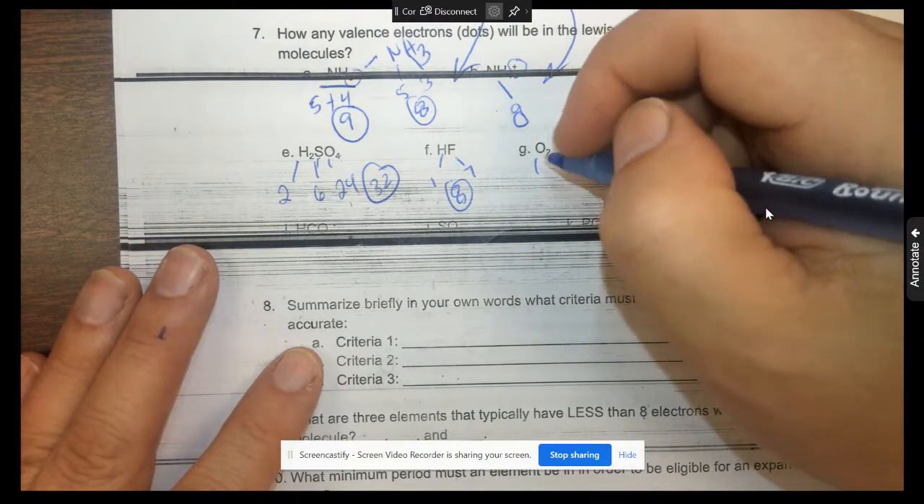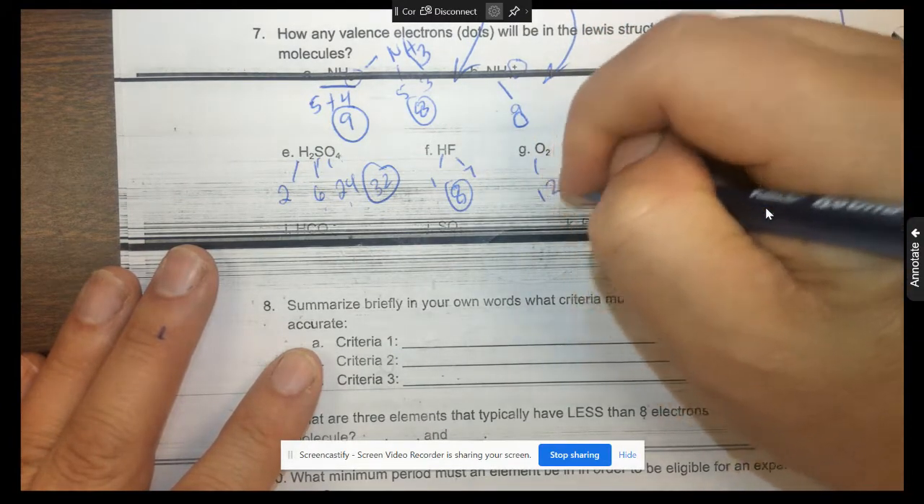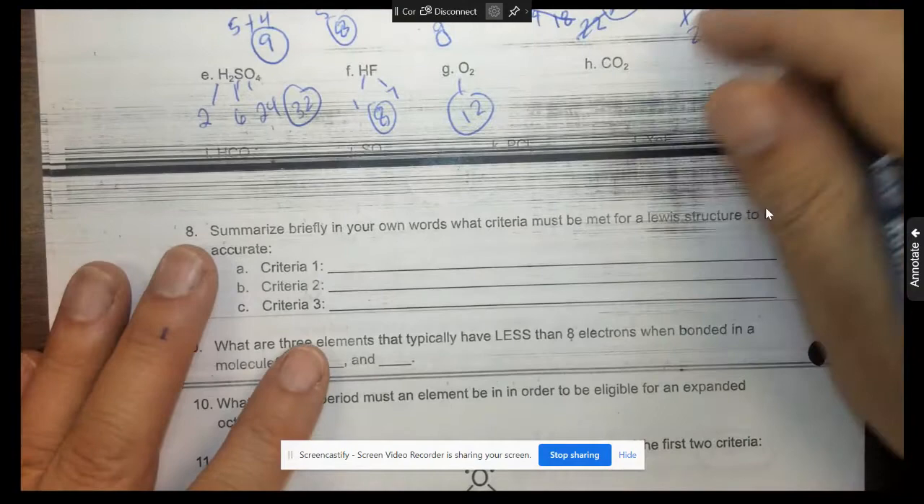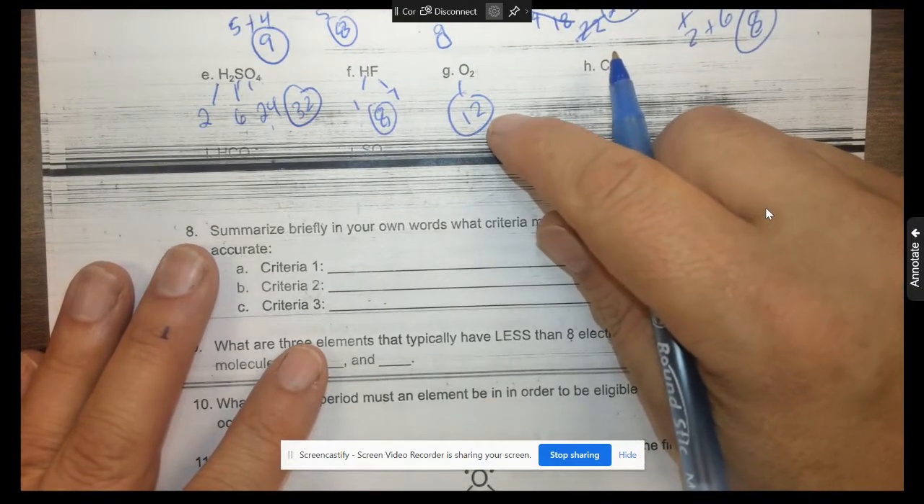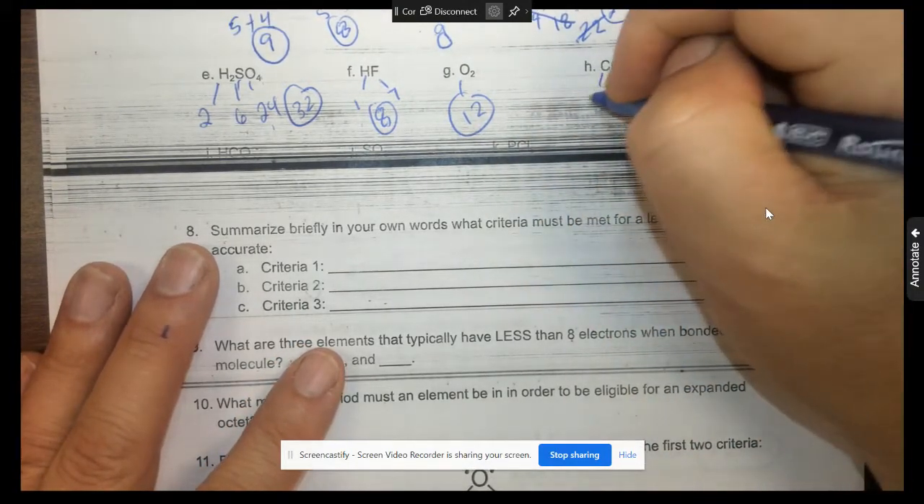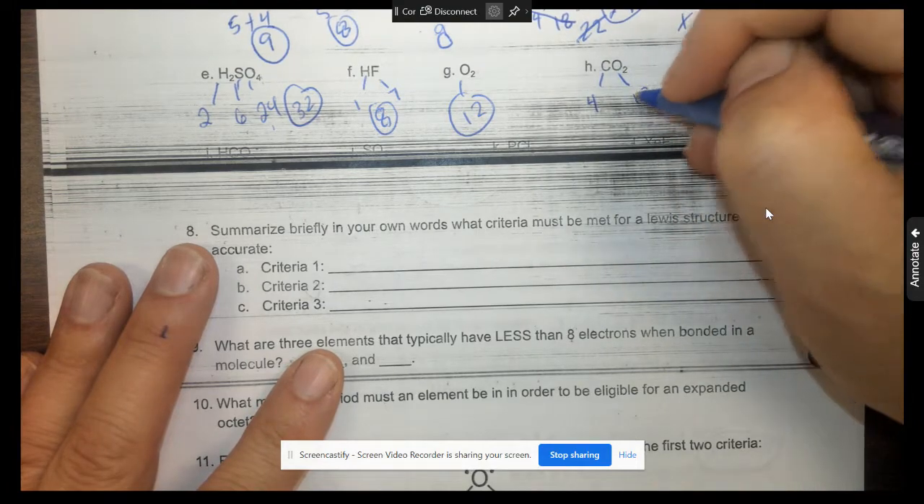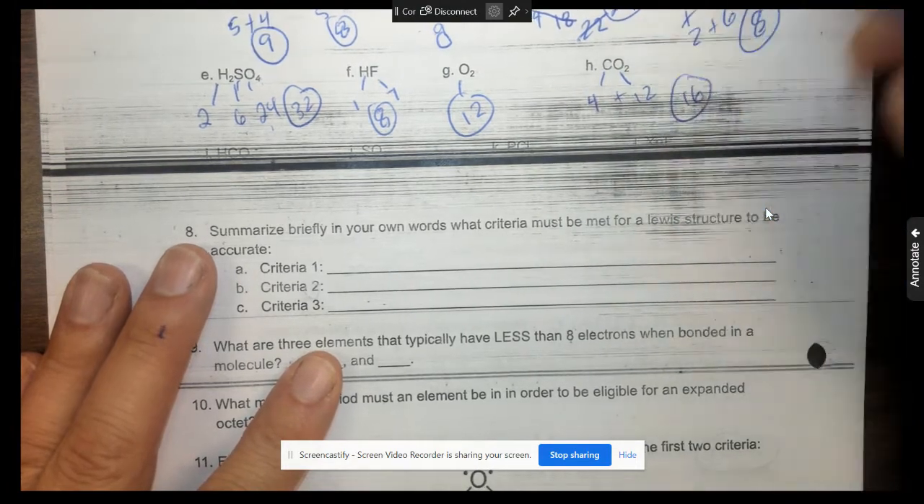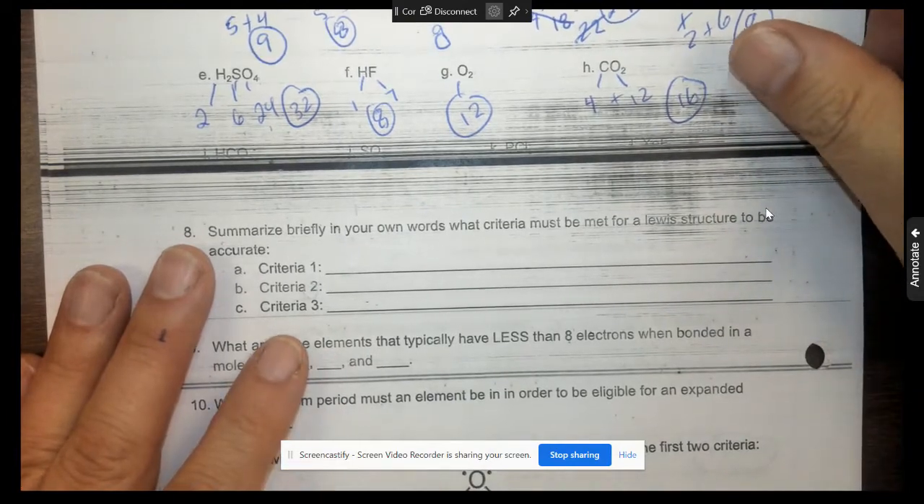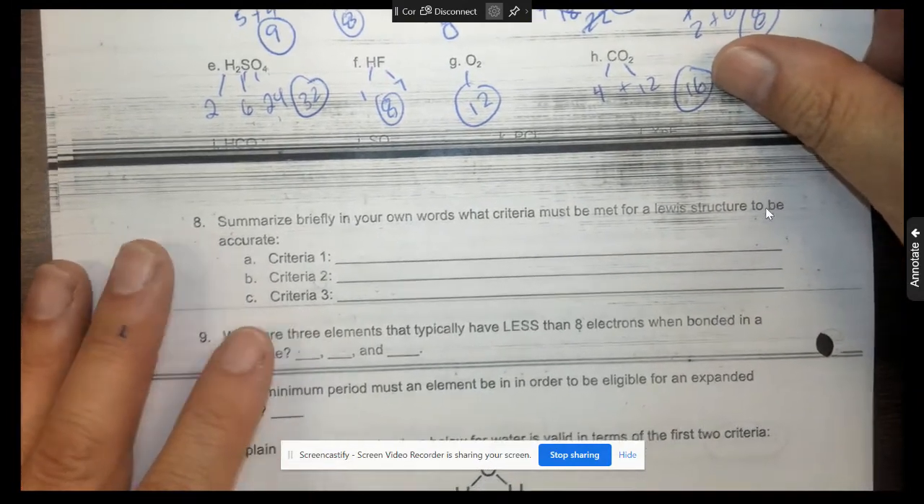Each oxygen has 6 times 2. That's 12 valence electrons. That tells you that there's going to be pi bonding in there. Carbon dioxide, 4. 6 times 2 is 12. 4 and 12 makes 16. So that tells you there's going to be pi bonding in there.